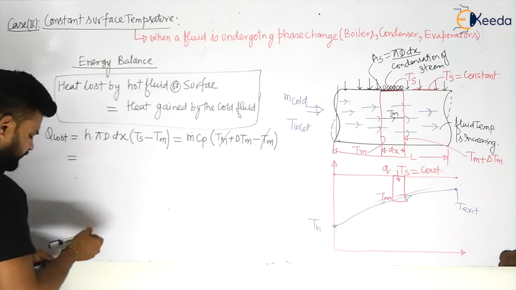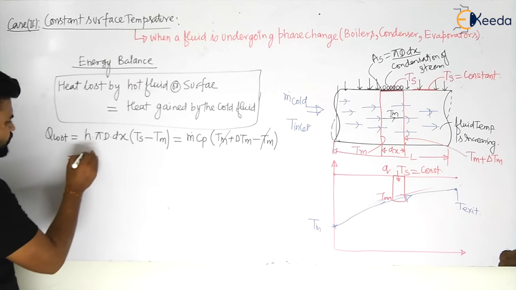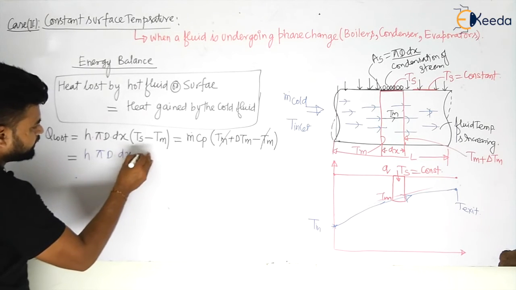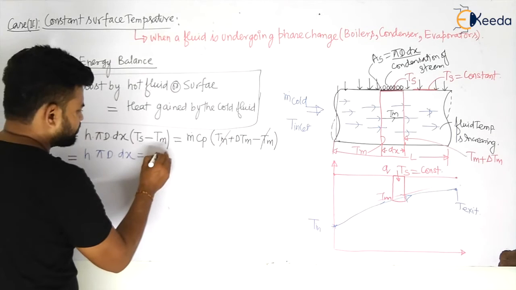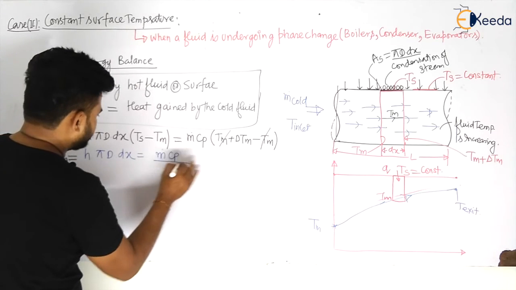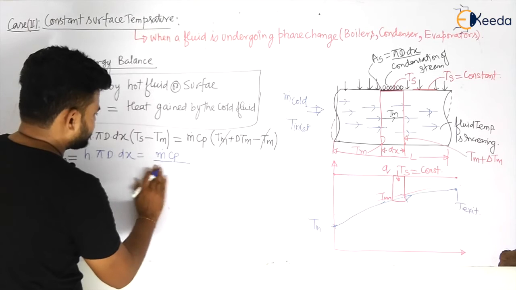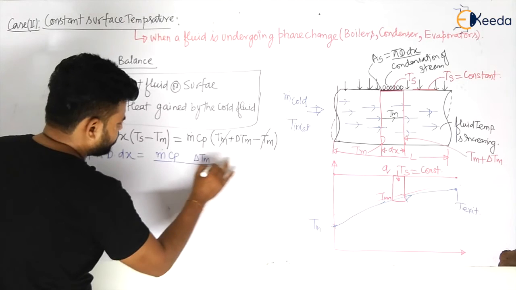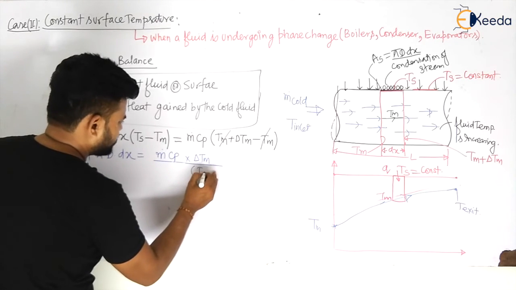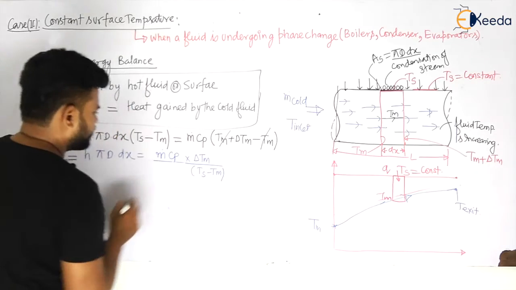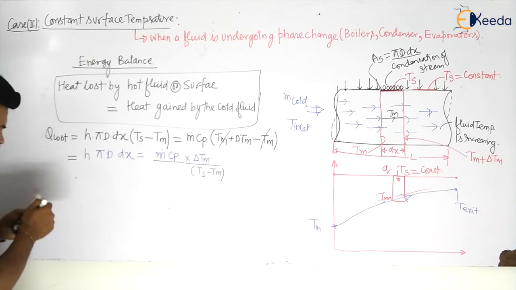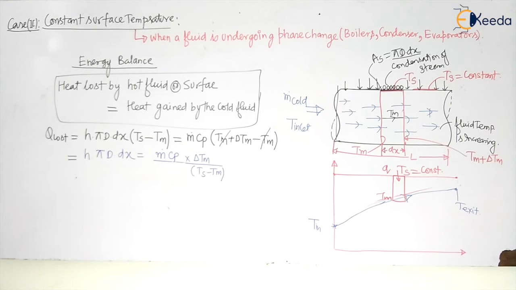This will become equal to h into pi d into dx. Can I take this term to this side? Yes. So this will become m dot Cp into delta Tm divided by Ts minus Tm, my dear students. Now let us rearrange the terms and integrate.